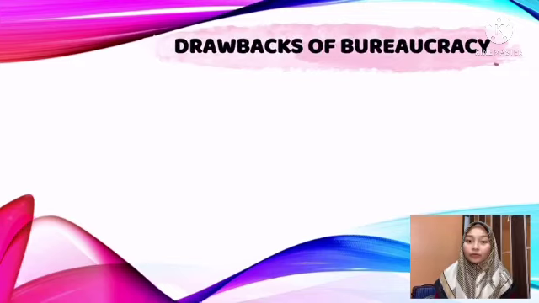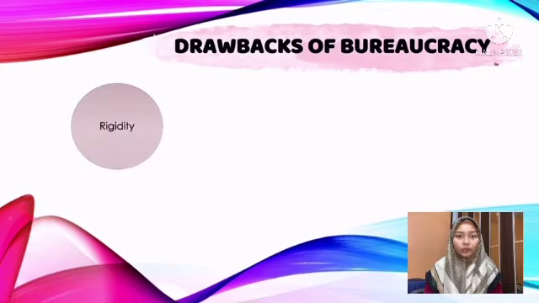Now we continue with the drawbacks of bureaucracy. As we know, every good thing must have a bad side. So, among the drawbacks of this theory is rigidity. This is because bureaucracy is accused by critics of being stiff, immobile, and inflexible. Following the rules and laws hinders initiative and originality. Thus, if there is an issue, it can also protect you from the blame.